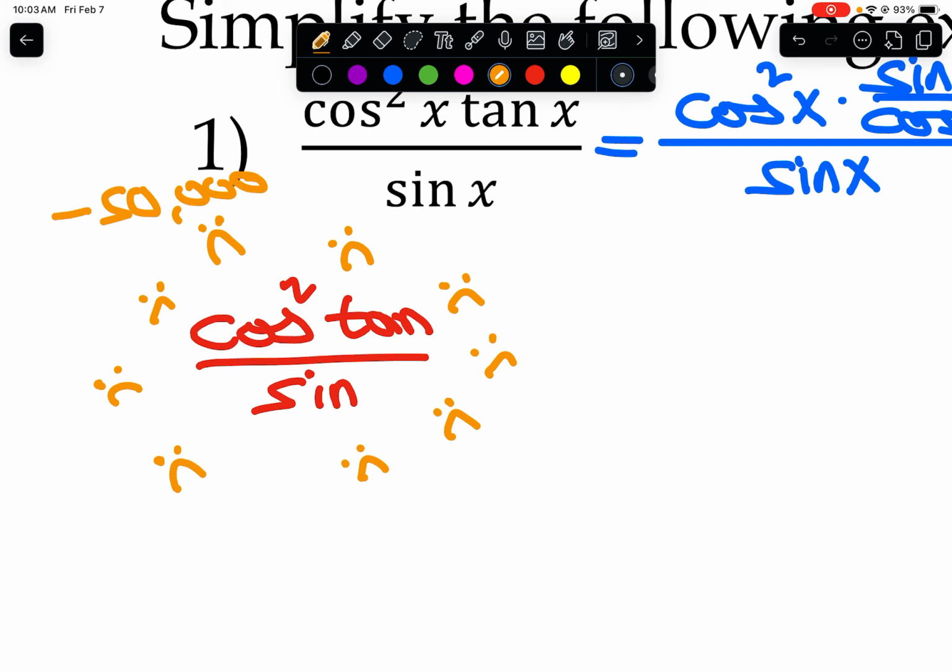But yeah, please don't forget your variables, because that is just part of your notation. So you have to include it.